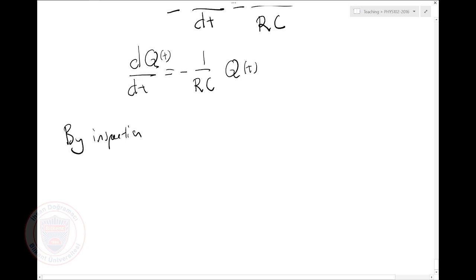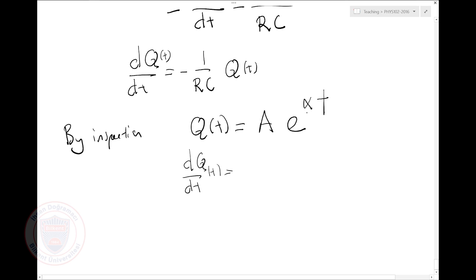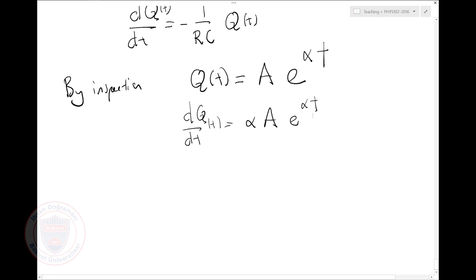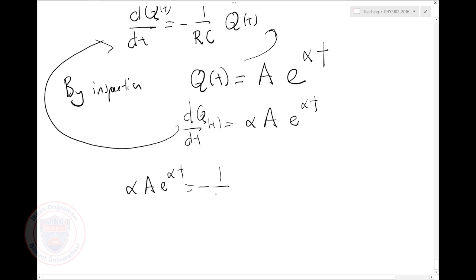I'll say Q(t) is a constant, because I can always multiply by a constant, A, times e to the alpha t. dQ/dt is going to be, if I take a derivative, alpha comes in front: alpha A e to the alpha t. So now I can replace this on the left and right. Alpha times A e to the alpha t is minus 1 over RC, A e to the alpha t. A is cancelled, e to the alpha t is cancelled. So this alpha must be minus 1 over RC.